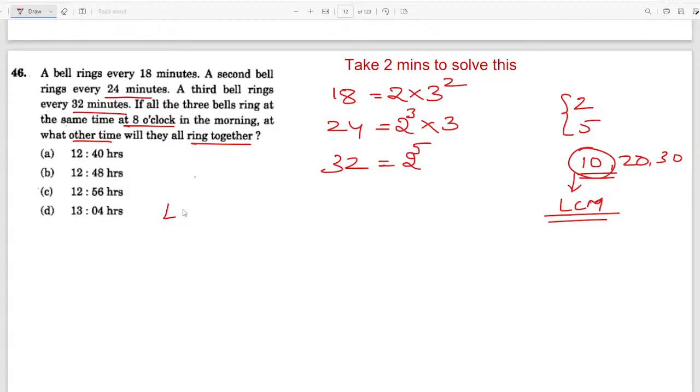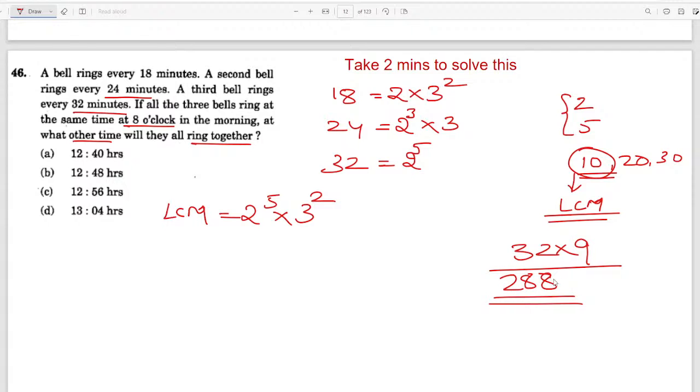To find the LCM of these three numbers, I'll take the highest power of the prime numbers. The first prime is 2, the highest power is 2 raised to 5. The next prime is 3 and the highest power is 3 square. The LCM would be 2 raised to 5, which is 32, into 9. 32 into 9: 2 nines are 18, 3 nines are 27, 28. 32 into 9 is 288.